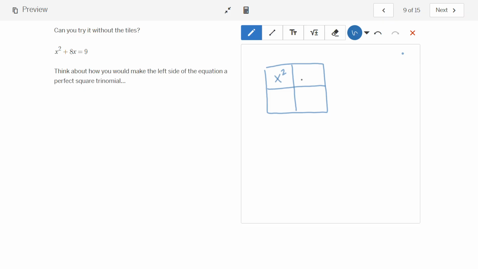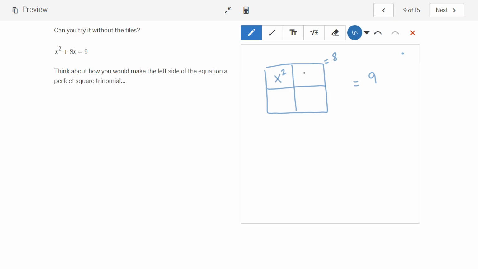We know that these two terms are going to be equal to that bx term, which is 8x. So that's 8. Okay. So that we know, and then we're going to have the last term equals 9.